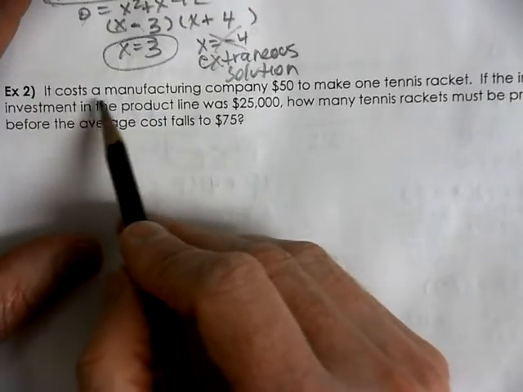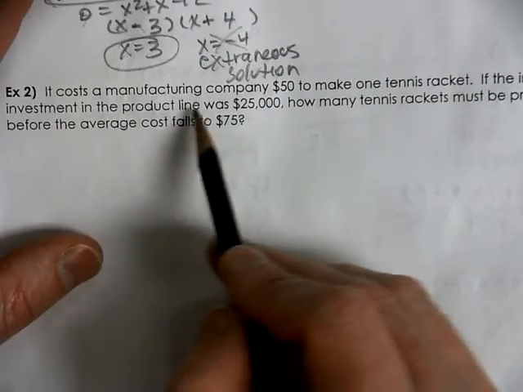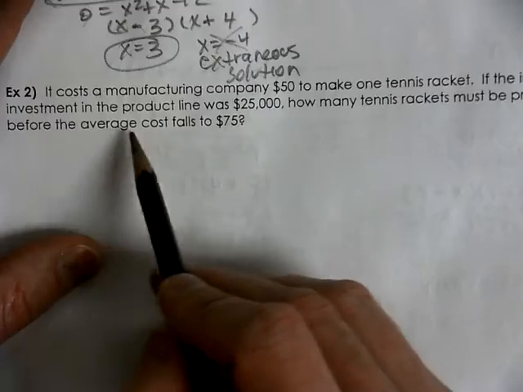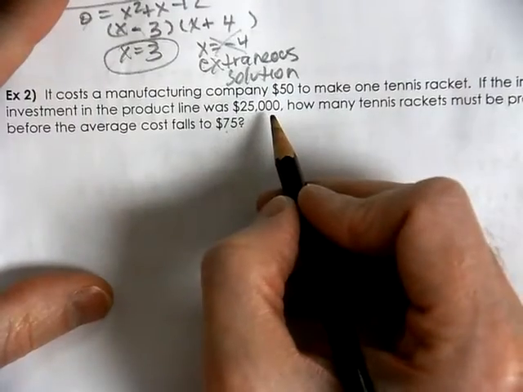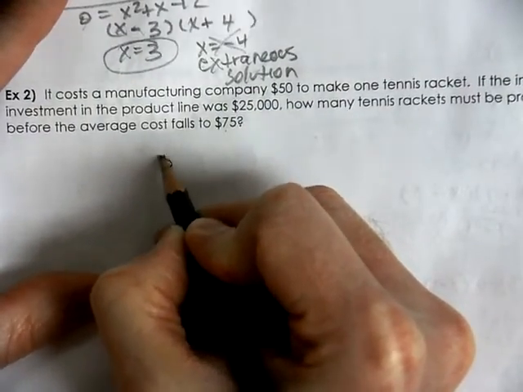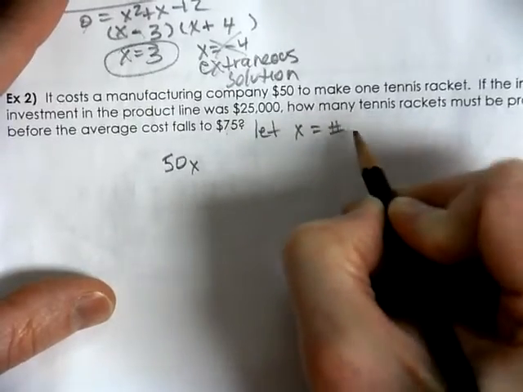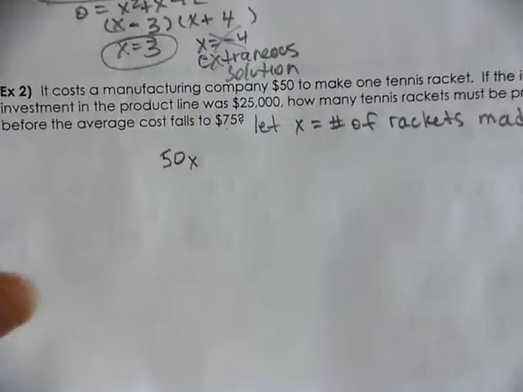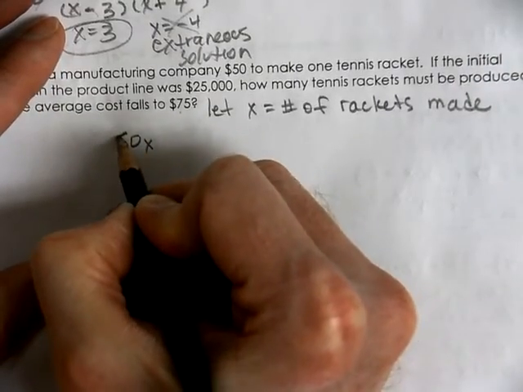Now we look at a story problem. It costs a manufacturing company $50 to make a tennis racket. If the initial investment in the product line was $25,000, how many tennis rackets must be produced before the average cost falls to $75? So we're going to have $50 for every X. Let X equal number of rackets made. It's always good to define your variable so you know exactly what you're producing here.